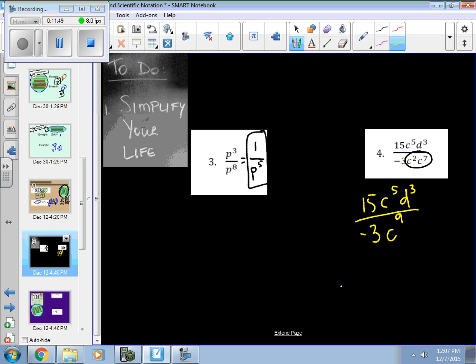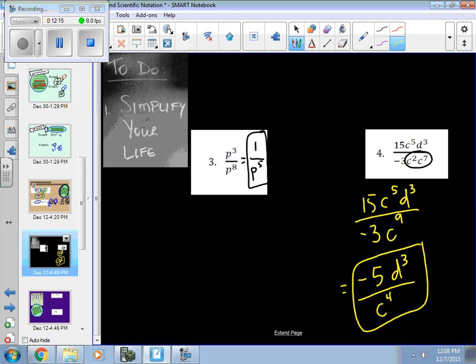Now let's do our division. So like we said before, we're going to get negative 5. Now if we subtract here, it looks like there's actually more c's on the bottom. 9 minus 5 is going to be 4. So we're going to have c to the positive 4th in the denominator. This is the only d, so we'll just leave the d to the 3rd power on top. There's the simplified answer.